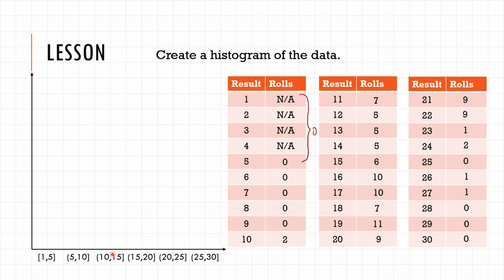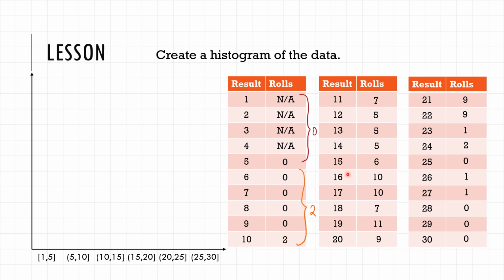In this first bucket, from 1 to 5, notice I never rolled a number between 1 and 5. I couldn't have even rolled a number between 1 and 4. That was not possible. But even though it was possible for me to roll a 5, I never did. From 6 to 10, I only rolled two times. Both of them were 10s.